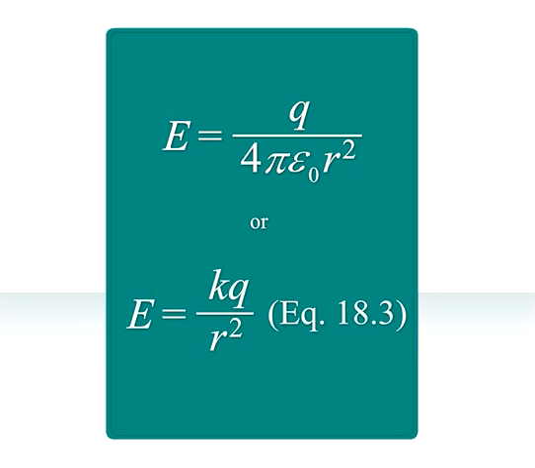If you remember that K is defined as 1 divided by the quantity of 4 times pi times epsilon sub 0, we are right back at equation 18.3.